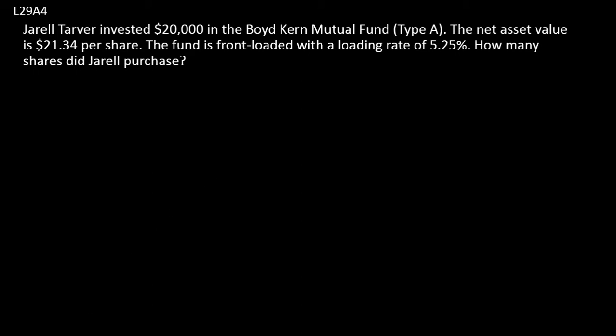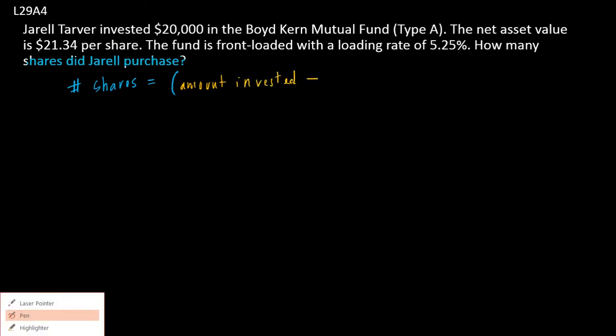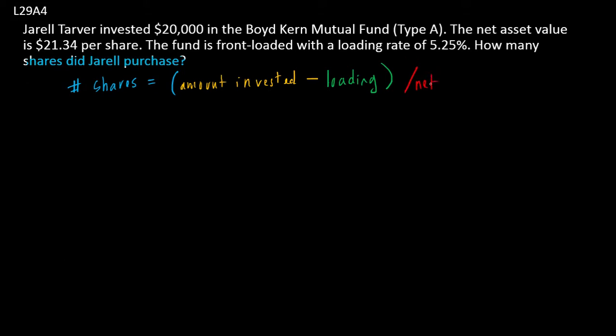Alright, so the question is asking us to solve for number of shares purchased. So if we grab our number of shares equation, our number of shares is going to be equal to our amount invested minus the loading charge. So we take that difference and then we divide by the net asset value per share. So to find the number of shares, we need the amount invested, the loading charge, and the net asset value per share.